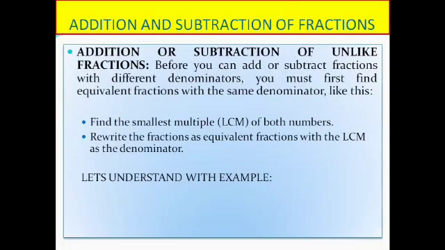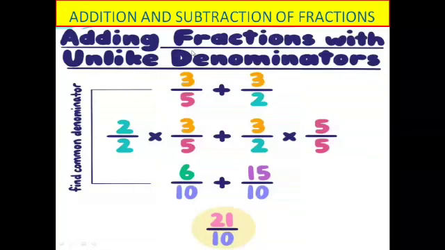Now, addition or subtraction of unlike fractions. For adding unlike fractions, you have to take the LCM of the denominators of both the fractions, and then you are supposed to rewrite the fractions as equivalent fractions with their LCM as the denominator. Let's see with the help of an example. Suppose we want to add 3 upon 5 and 2 upon 3.